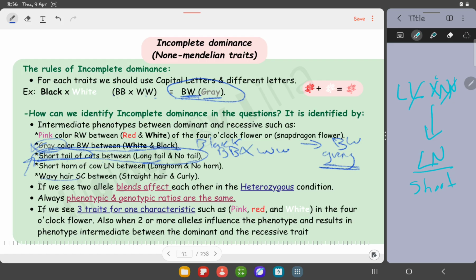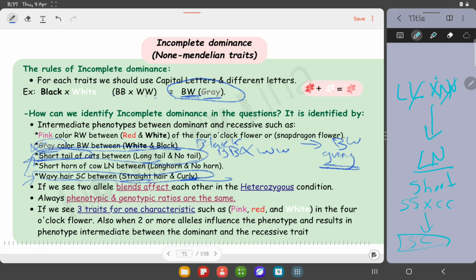Also, we have the wavy hair. This is for chapter 9. It's not included this year, but it's also easy. We have the wavy hair. It's between straight and curly. So if you cross straight with curly, straight is SS and the curly is CC, so SC or CS. This will be wavy. This is an intermediate between the straight and the curly.